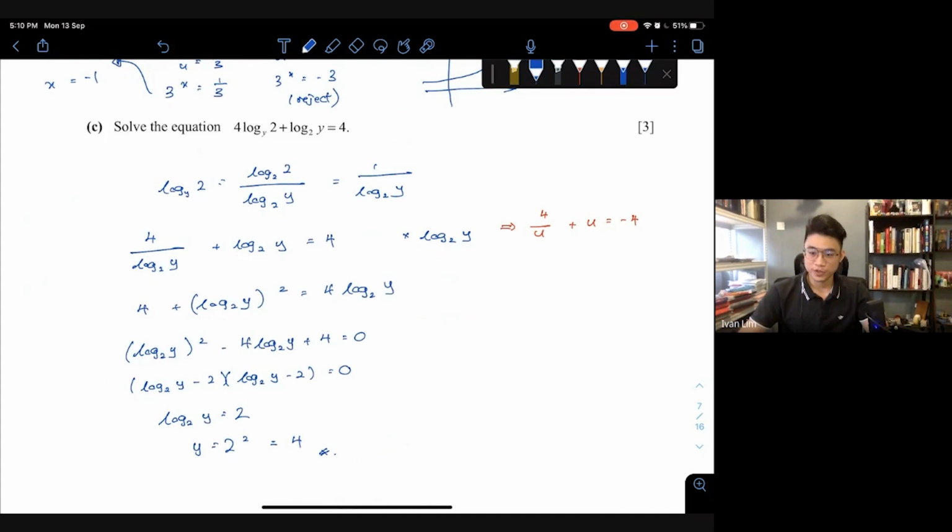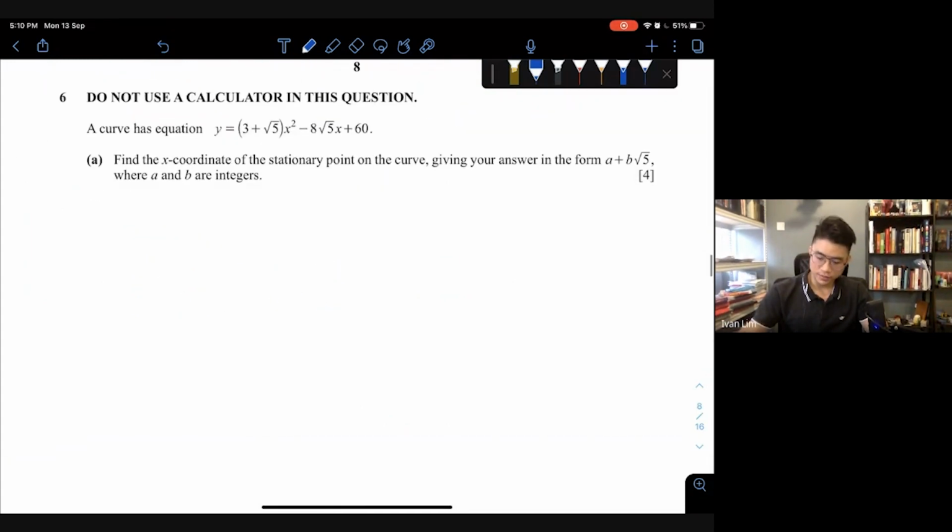Okay, let's move on. Question 6. A curve has equation y equals bracket 3 plus surd 5 bracket x squared minus 8 surd 5 x plus 60. Find the x coordinate of the stationary point on the curve, giving your answer in the form a plus b surd 5. Okay, so stationary point, which means dy over dx equals 0, because at a stationary point your gradient will be equal to 0.